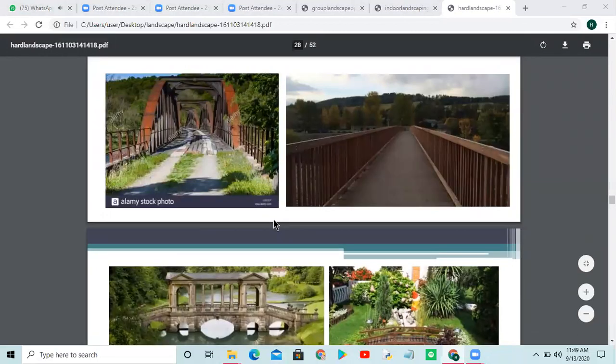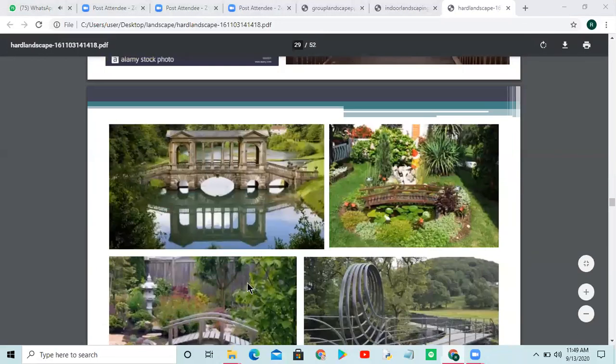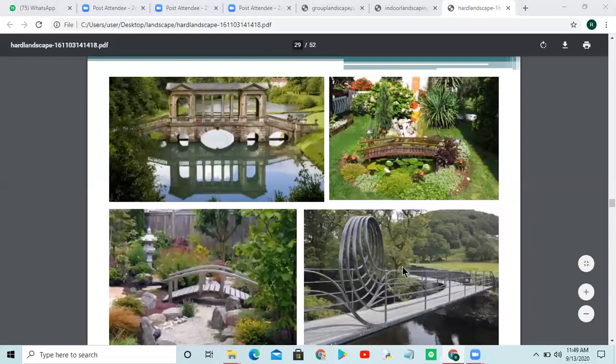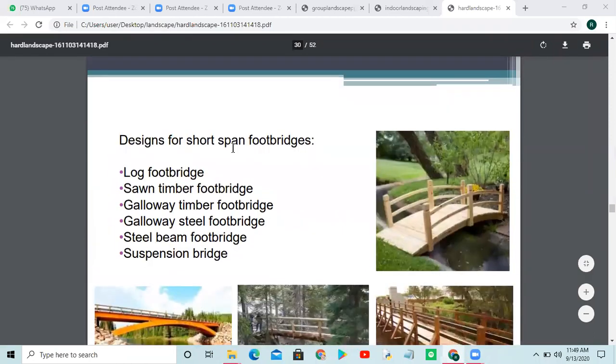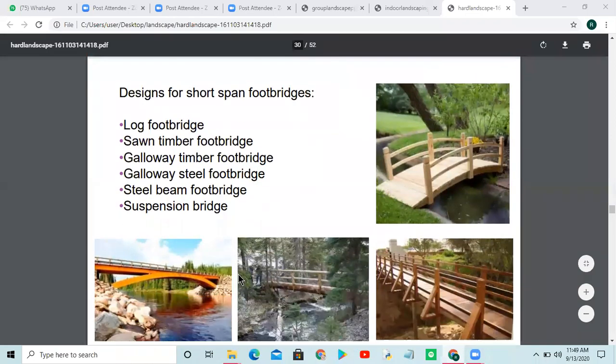We'll have to go fast to the visuals. You can see various types of bridges. Japanese bridge and water have such a strong connection with landscape that you identify both of them together. Then there are various types of bridges.